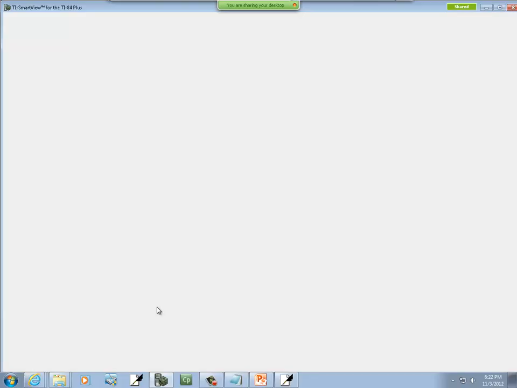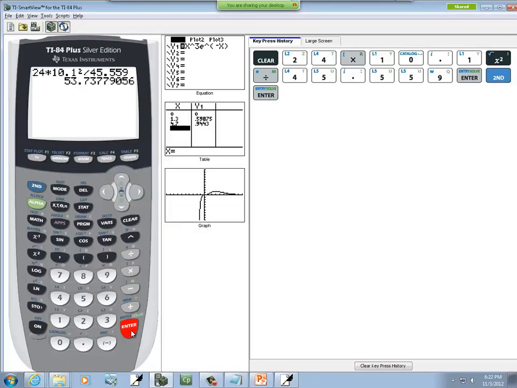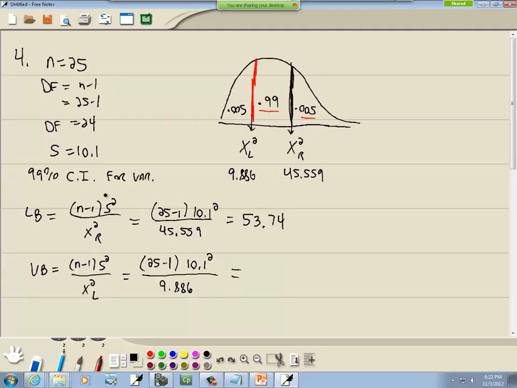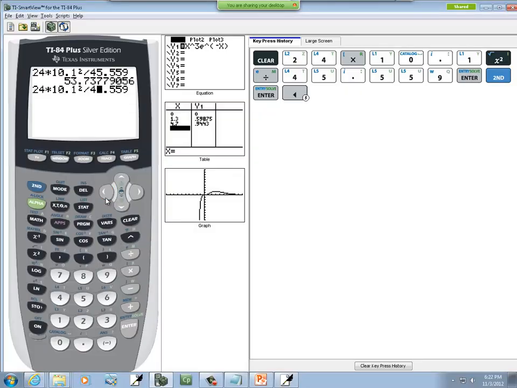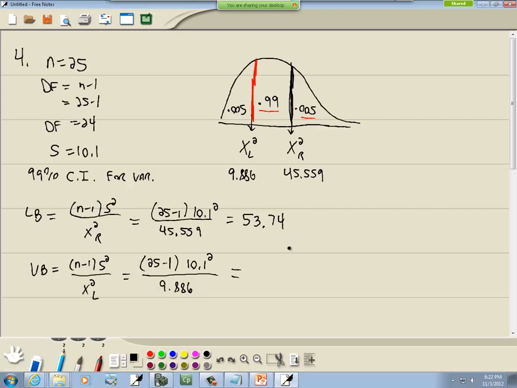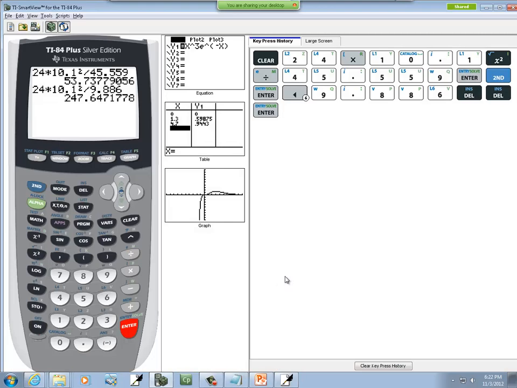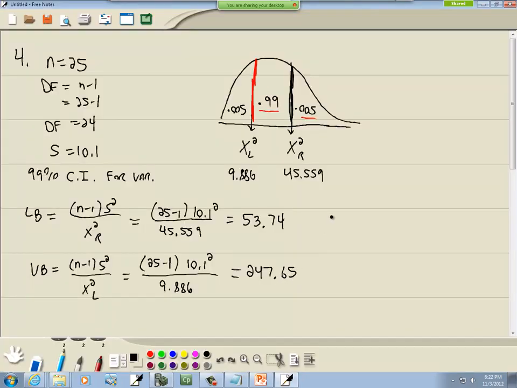Now for the upper bound. I'm going to do a second enter to bring up the previous entry so I don't have to retype all of it. And we'll type in 9.886. Enter. And we get 247.65. So our confidence interval will be 53.74, comma, 247.65. And that's our answer.